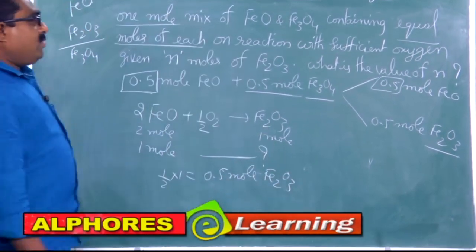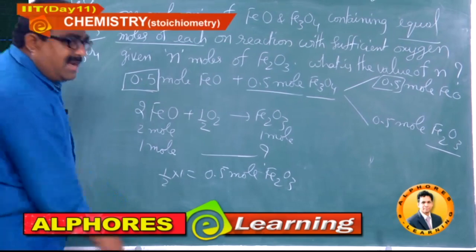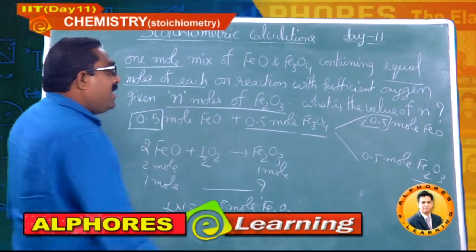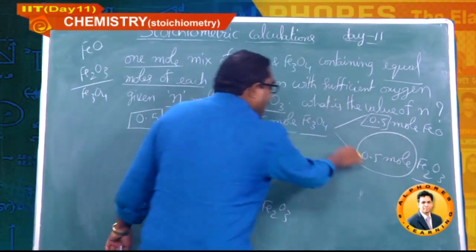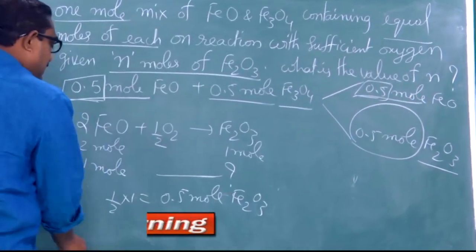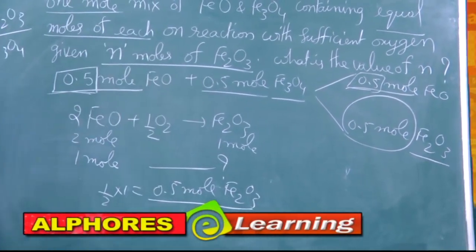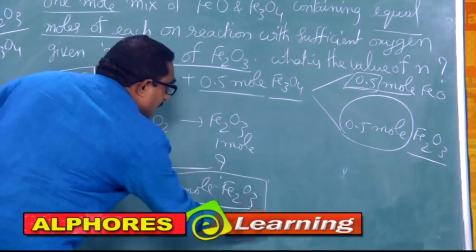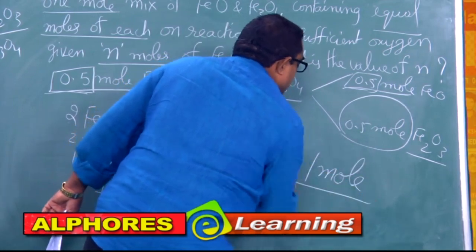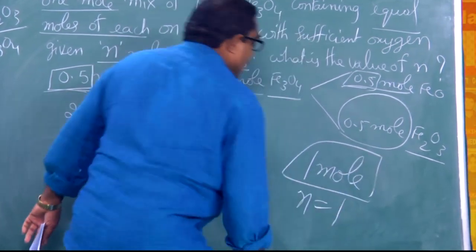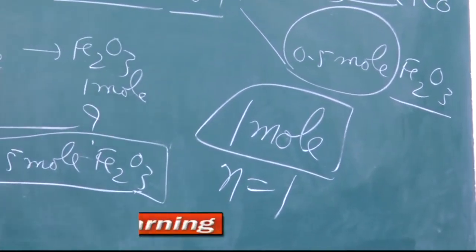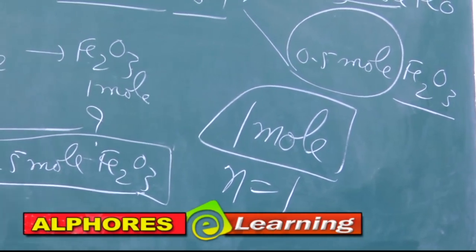Fe2O3. Now, look at the question. What exactly is he asking? He is asking for the moles of Fe2O3 obtained. Already originally it is 0.5 mole, and this ferrous oxide also will change into 0.5 mole of Fe2O3. This 0.5 and this 0.5 total, our answer is 1 mole. So, n equal to 1. That is the final answer, students. It can be set for an integer type question in the advanced paper.